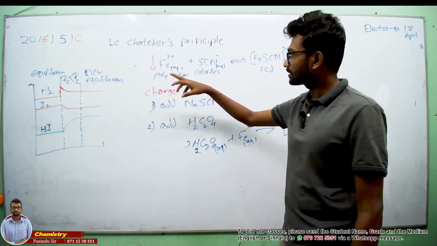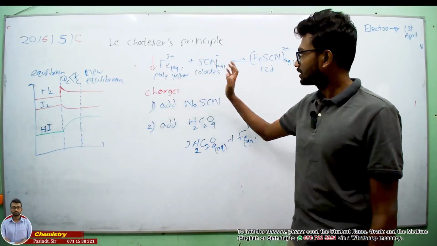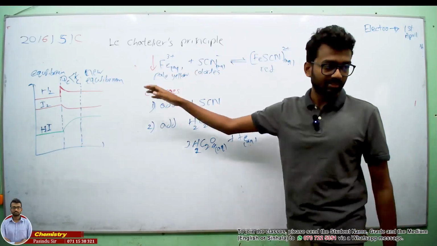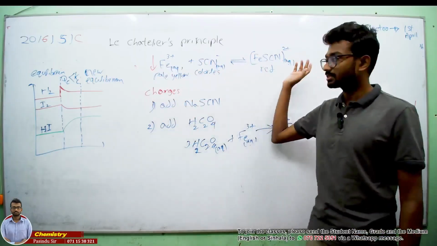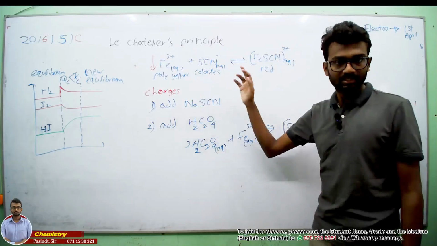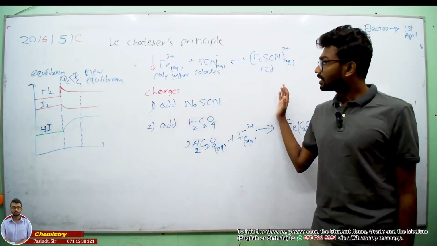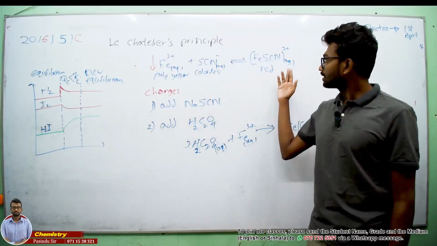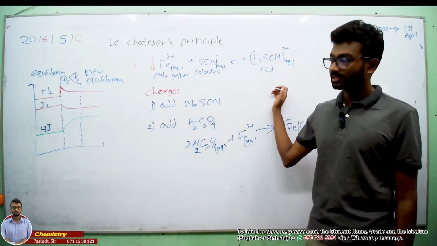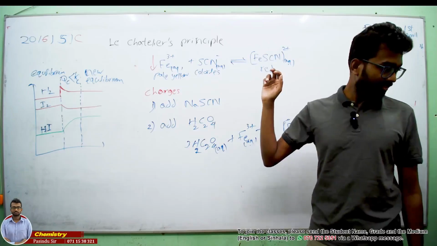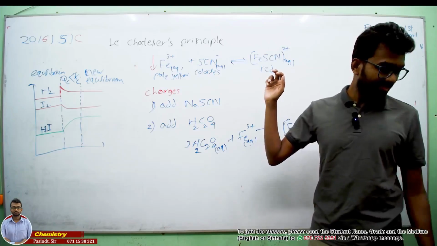When Fe3+ reduces, the system tries to increase the Fe3+. Therefore, the backward reaction increases. Due to that, FeSCN2+ decreases. Huh? Can't we write that the forward reaction decreases?